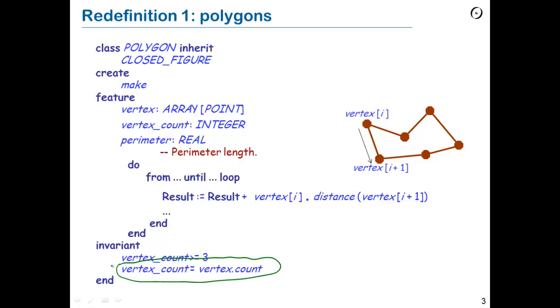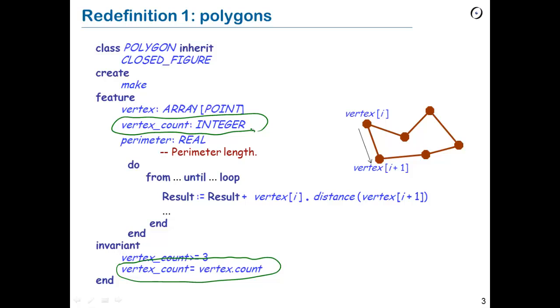The class array has a feature count which gives the number of elements in an array. So vertex.count is the size of the array. And vertex_count refers to the feature of the class polygon, and here we are saying that the representation of the polygon given by the array has to be consistent with the view of the polygon that we have in the class polygon, as given by the feature, specifically the attribute vertex_count.